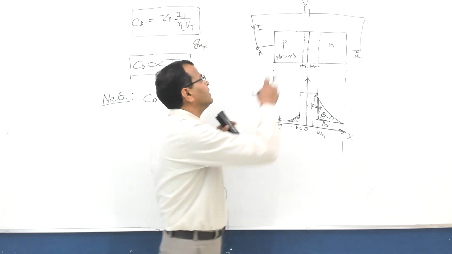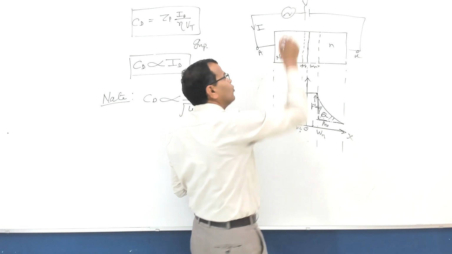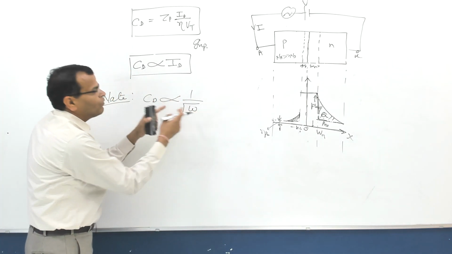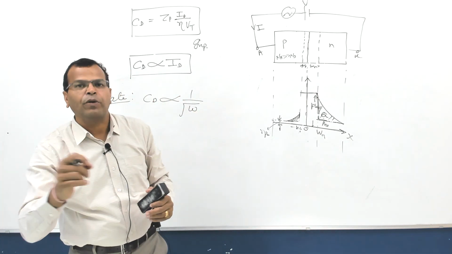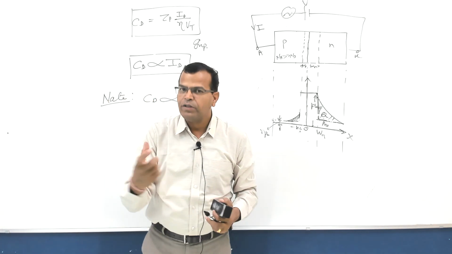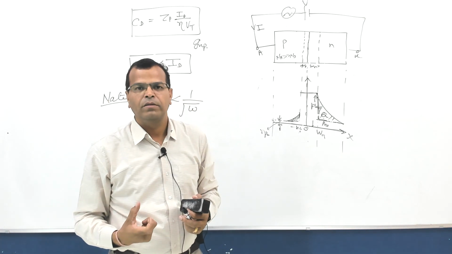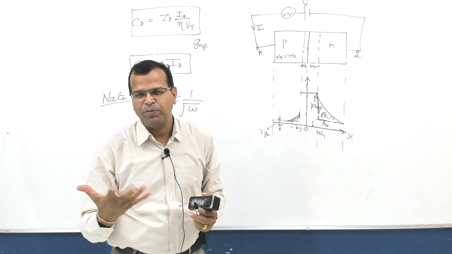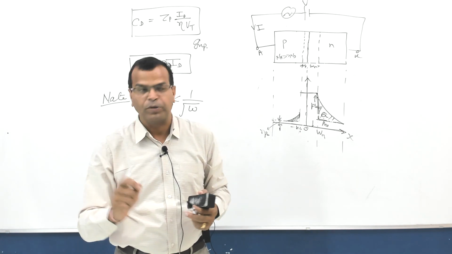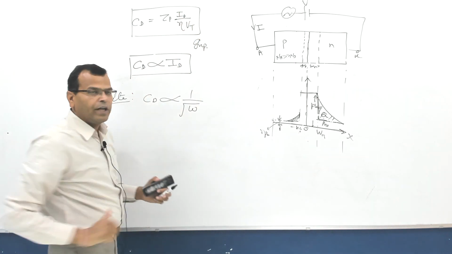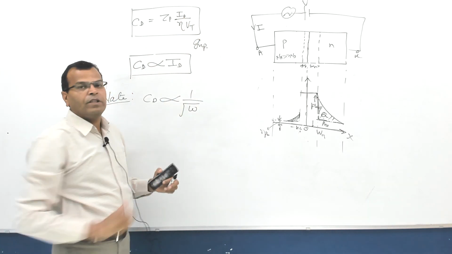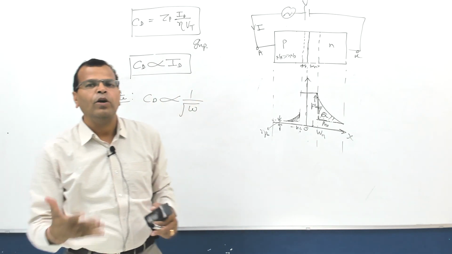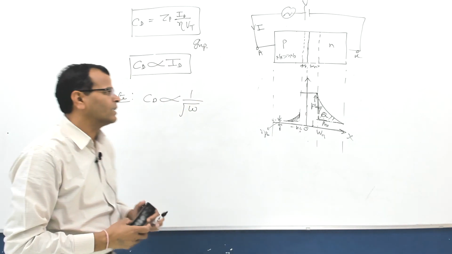When you have only DC, there may be cases when you apply AC as well, superimpose AC plus DC. In that case, the diffusion capacitance varies inversely with frequency omega. The higher the input signal frequency, the less will be the diffusion capacitance. There can be an objective type question in engineering services prelims on this. This is important only for engineering services, not for GATE.